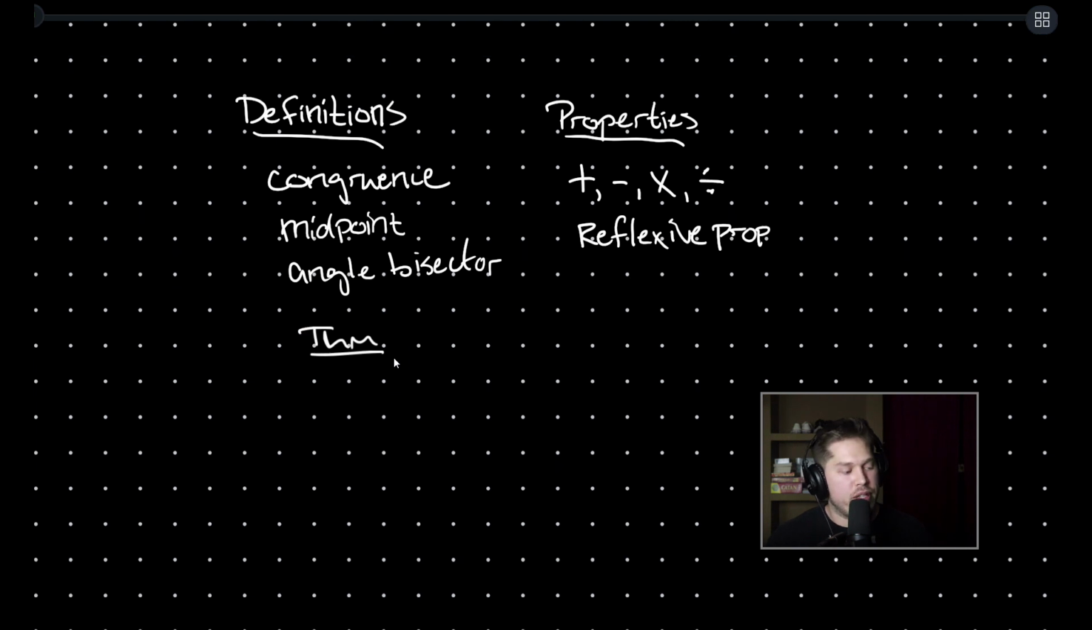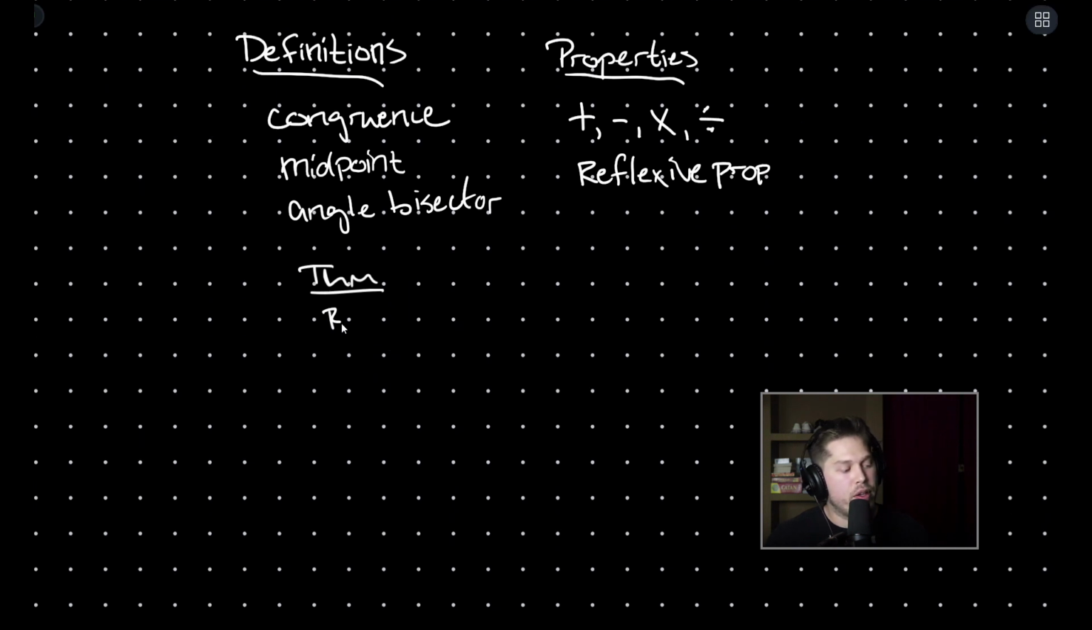And some theorems include the right angle theorem. The right angle theorem just says that all right angles are congruent to other right angles. We used that in our last proof. We have the vertical angle theorem. The vertical angle theorem is, like, if we have two lines that are crossing, the angles directly across from one another are congruent. That's true by the vertical angle theorem.